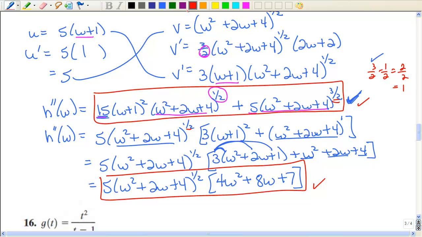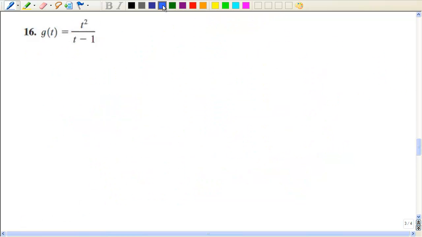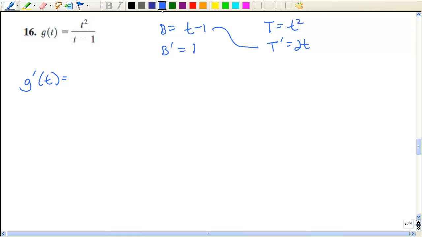That would also be okay. So now we have a quotient rule that we're asked to find the first and second derivative. So we're going to go back to our quotient rule, that bottom and top stuff. My first derivative, remember, it's bottom times the derivative of the top minus the top times the derivative of the bottom, which is just 1, so you could just write t squared, all over the bottom squared.